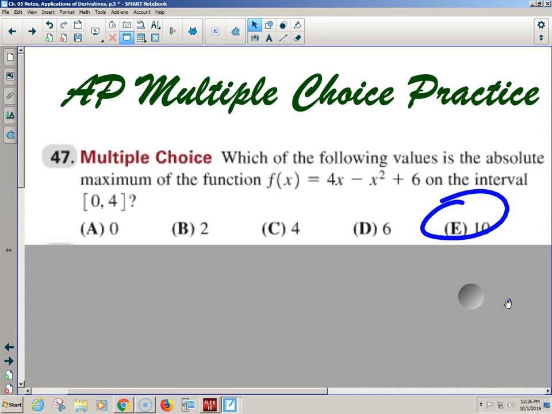How many of you guys thought it was B? Or maybe one of the others? But what in the wording says it has to be E? It didn't say the word value, though. But it indicated value, didn't it? Which of the values, I mean, you can have X values, right? But which of the values is the absolute max of the function? They wanted the function value that was the max, which is 10.